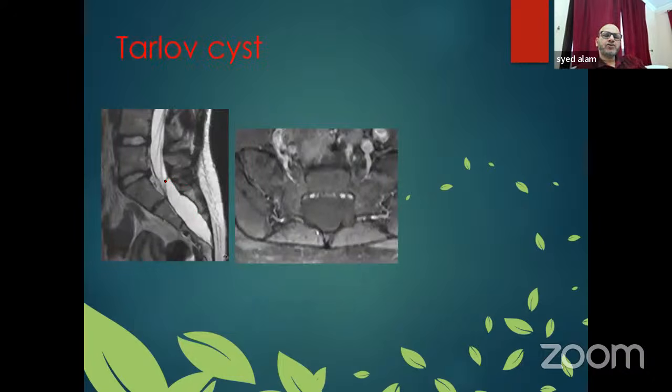Then it's very common. Most of the patients will have a small perineural cyst, or we call it Tarlov cyst. Very common. 99% are asymptomatic. Some are, according to the teachers, few are symptomatic.